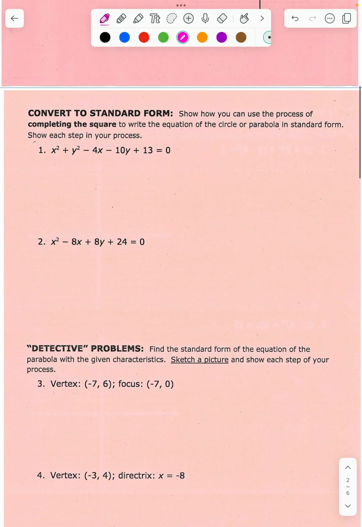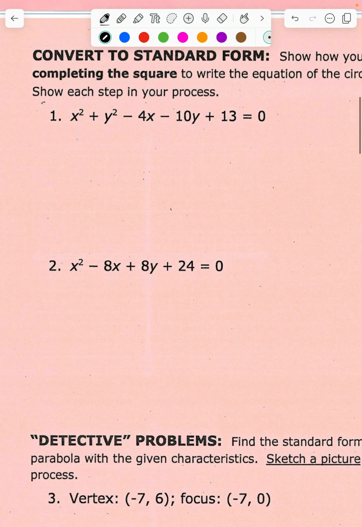All right. 2 of these are going to pop up on your test too. You got to figure out if it's a circle, ellipse, hyperbola, or parabola. Obviously, these are only going to be circles and parabolas because that's the section. Complete the square, get it into standard form. That's all you got to do. So here is a circle because they're both squared, they're both positive, same coefficients.